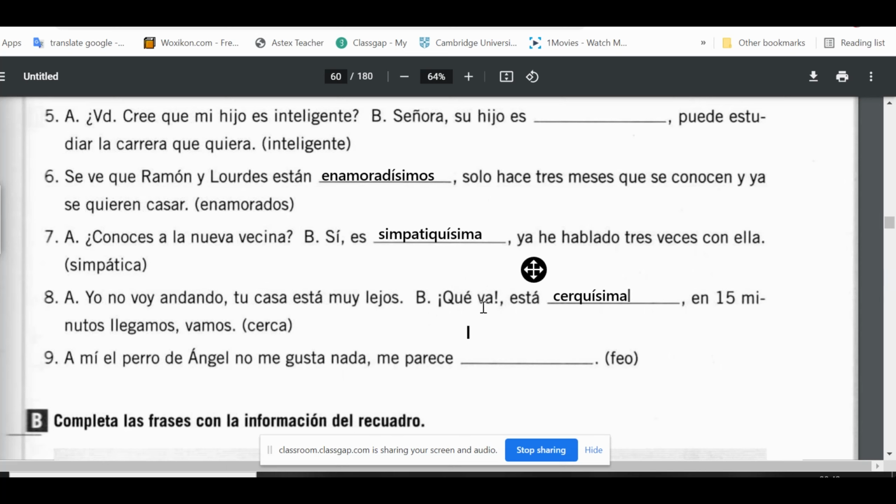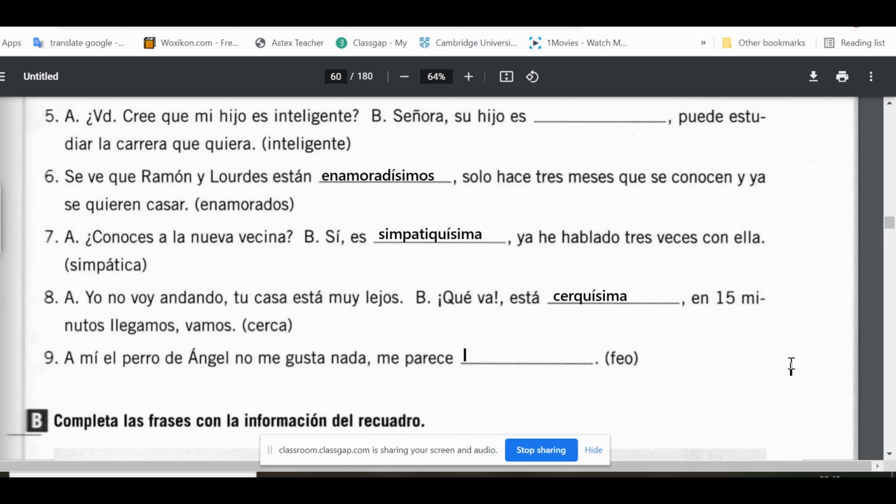Okay, ¿qué va? Write this one down if you can, because this is an expression we use a lot. ¿Qué va means no way. It's like someone saying something you don't really agree with. For example, someone saying your house is very far away. Like, no way, it's really near. En 15 minutos llegamos, vamos.